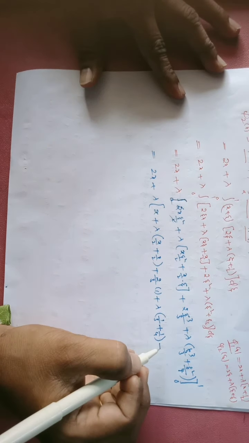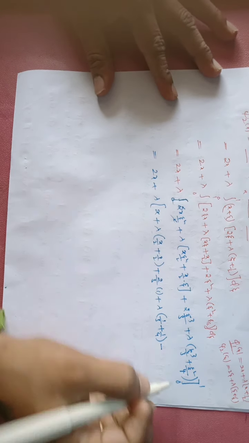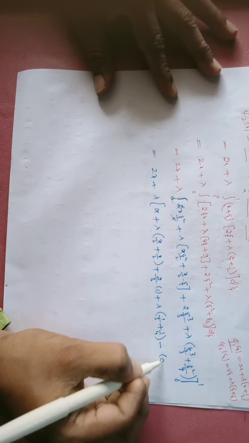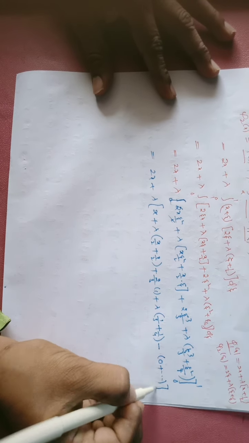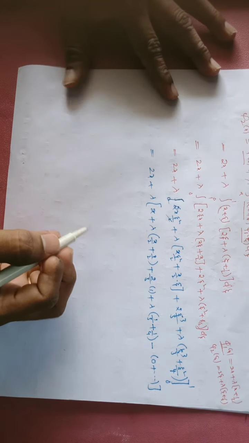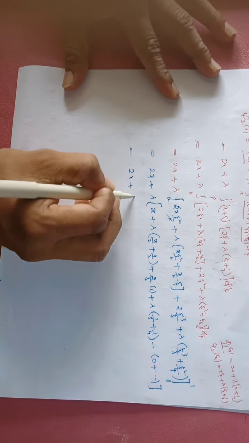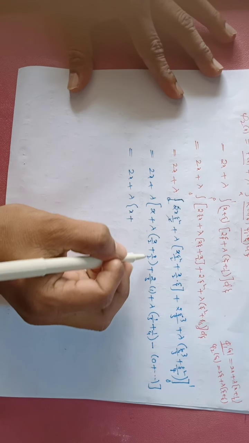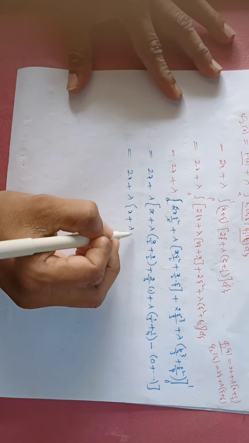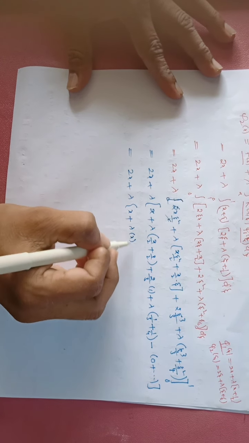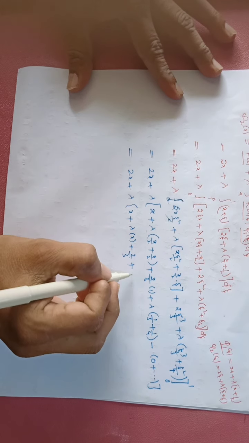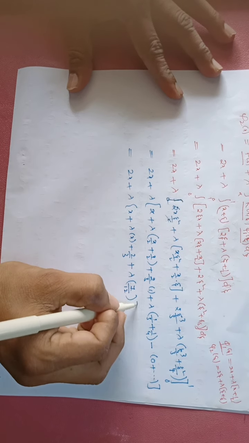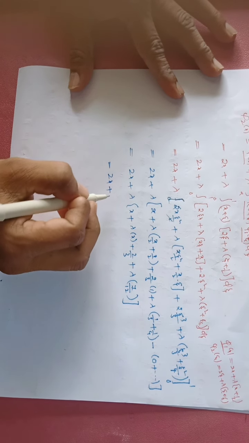I have substituted the upper limit, now the lower limit. The lower limit is 0, so this is 0, this is 0, this is 0, and the entire part is 0 when substituting the lower limit. So we get 2x plus lambda times of x, plus x by 2 plus x by 2, 2x by 2 means again x, it is lambda times of x, plus 2 by 3 plus lambda into 4 plus 3, 7 by 12. Yes, so again I am simplifying this.